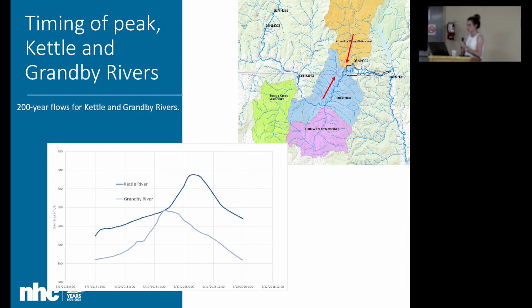Now, there is one more influence on the hydrology of the rivers: the Kettle and the Granby River are two very different rivers and do very different things, and they don't actually peak at the same time. The Granby River peaks first, and then the Kettle River peaks second. So we had to take this into account in our hydraulic modeling to account for the time delay for the flood from the Kettle to reach the area versus when the Granby floods the area.